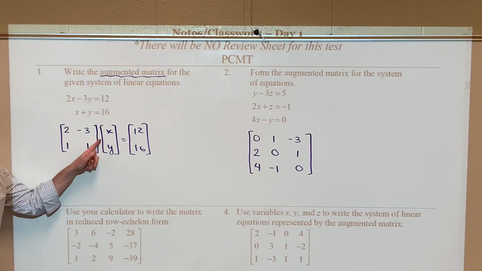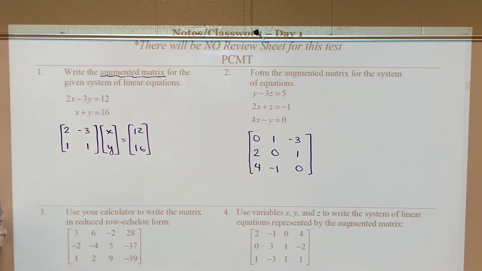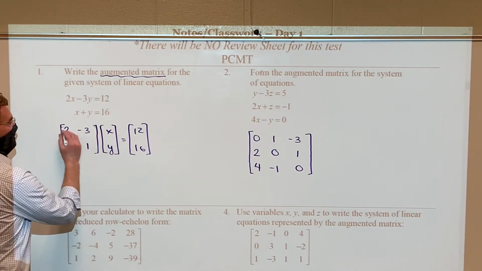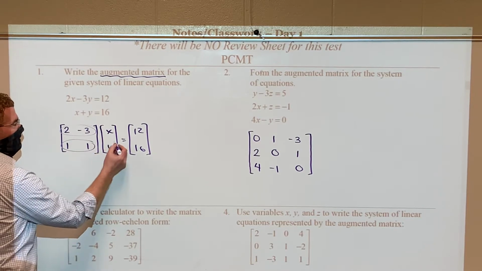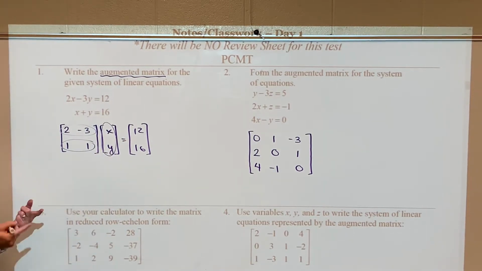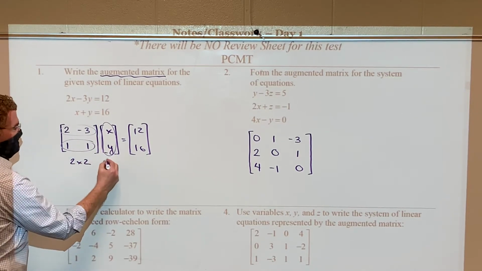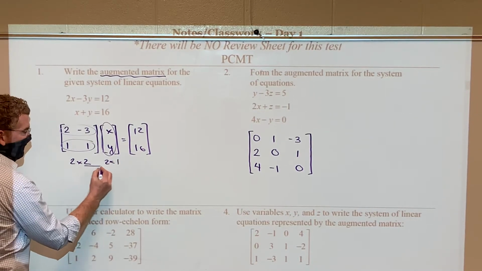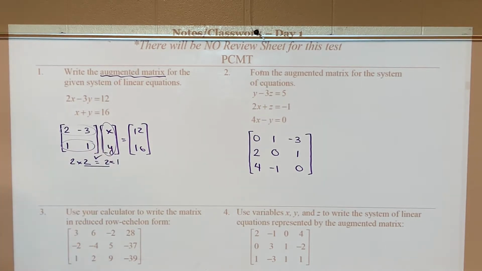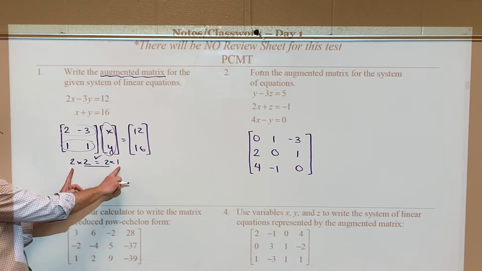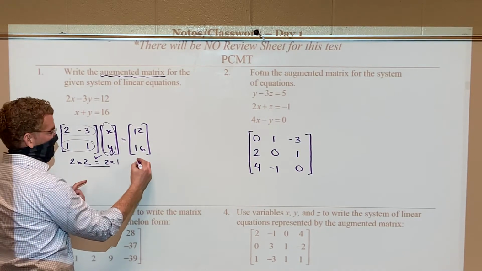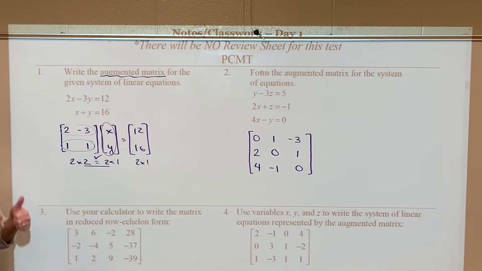Because how do I multiply a matrix times a matrix? Do y'all remember that from Algebra 2? You take the rows of this one and multiply by the columns of this one at a time. And if this is a 2 by 2 and this is a 2 by 1, I can multiply them, right? And what do I end up with? A 2 by 1, which that is a 2 by 1. So I can do it.